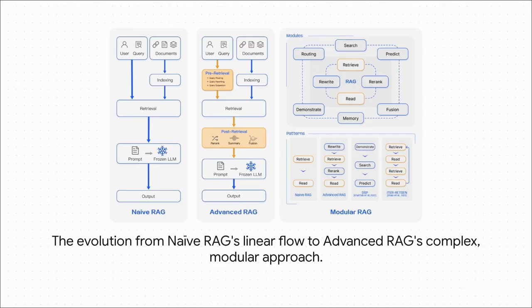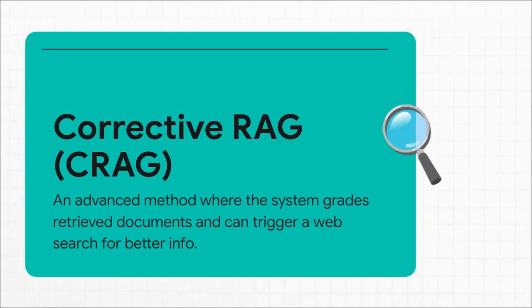Now, don't worry about all the new boxes just yet. The key thing to notice is that it's no longer a straight line. It's adding new, smarter steps like re-ranking the results or even rewriting the query to make the whole process way more intelligent and adaptive. A fantastic example of this is something called corrective RAG, or CRAG.